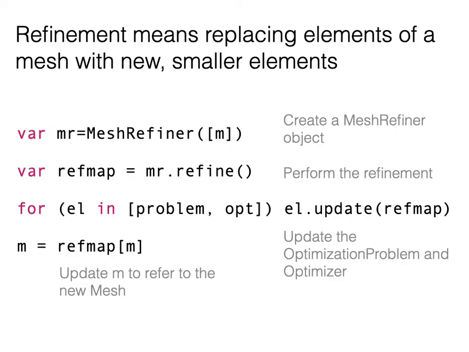And so in order to do the refinement, we create a separate mesh refiner object. We give the mesh refiner a list of objects to refine. Here we only need to refine the mesh, and so we just give it the mesh. And then we call the refine function on the mesh refiner. This returns a dictionary that maps the old objects to the new refined objects. We can use this dictionary to update the problem and the optimizer by just calling their update methods. And finally, we need to make our variable m refer to the new mesh, and we do that by just finding the corresponding value in the refmap dictionary.